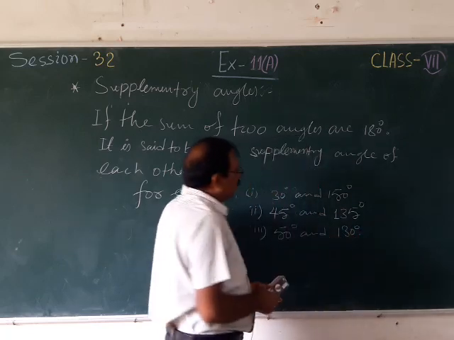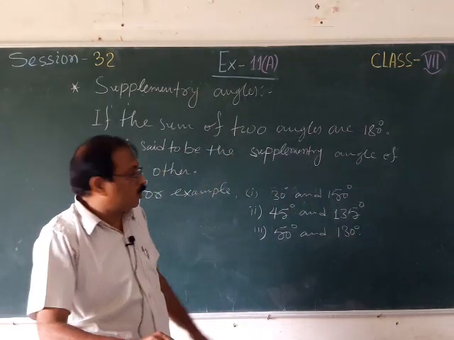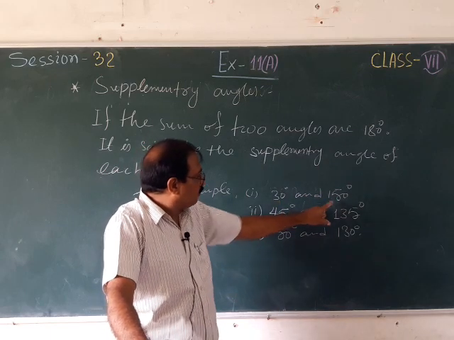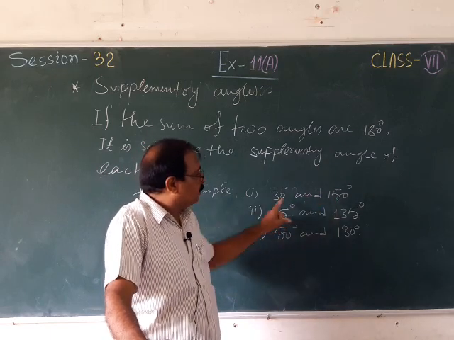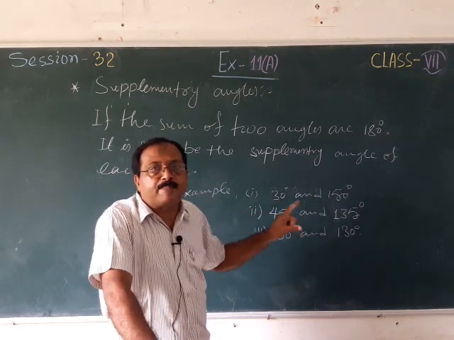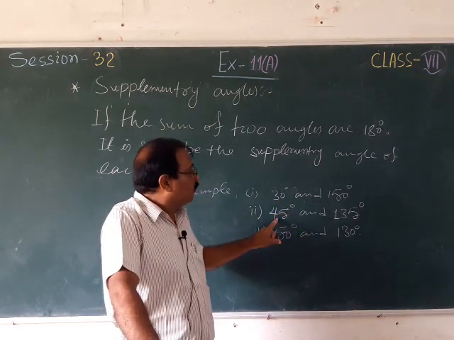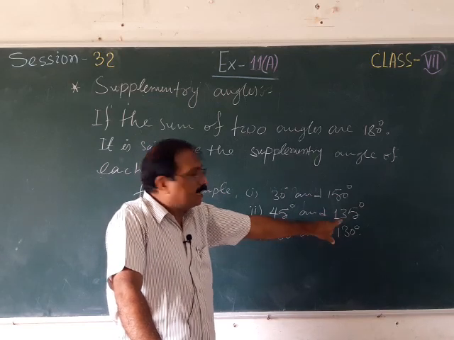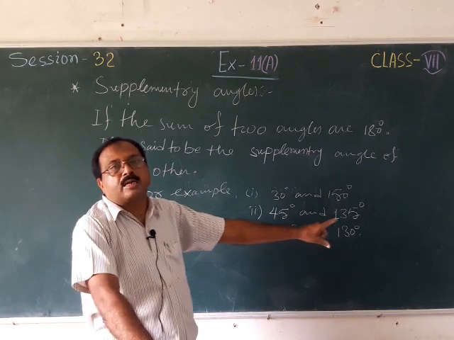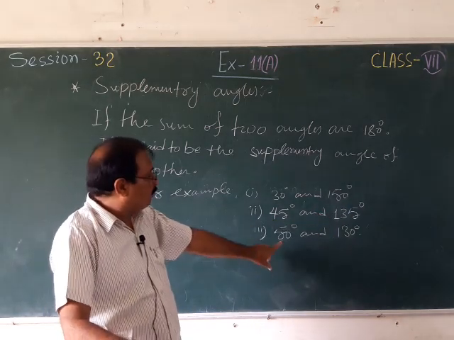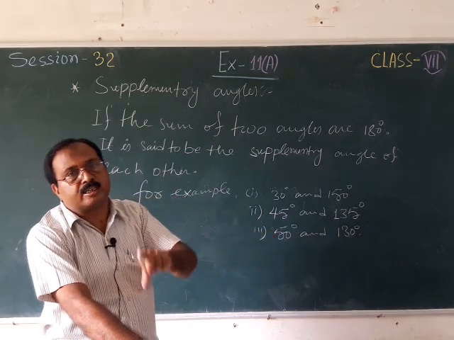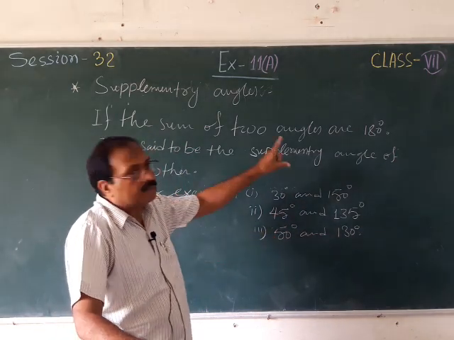So here you can see that the sum of these two angles, 30 and 150, if added, will give you 180 degrees. So this pair is known as a pair of supplementary angles. Here if you add 45 and 135, the sum will be 180 degrees. That means both are supplementary angles. If 50 degrees is added to 130 degrees, it gives you 180 degrees. That means both are supplementary angles.